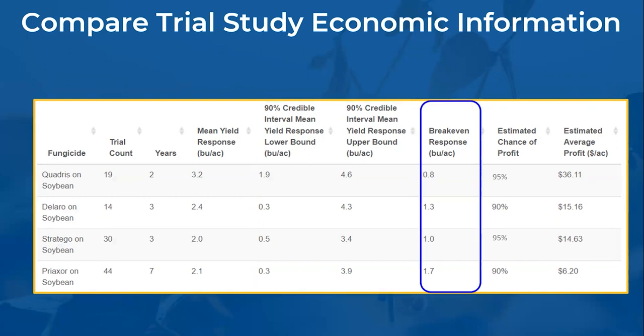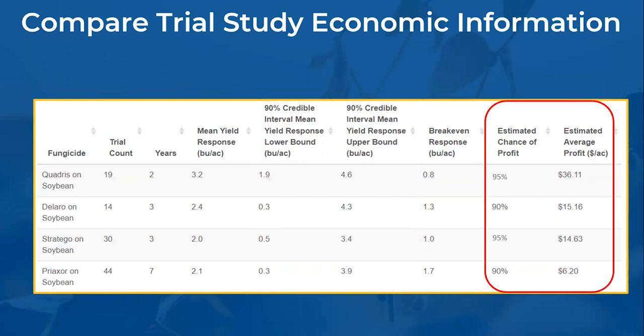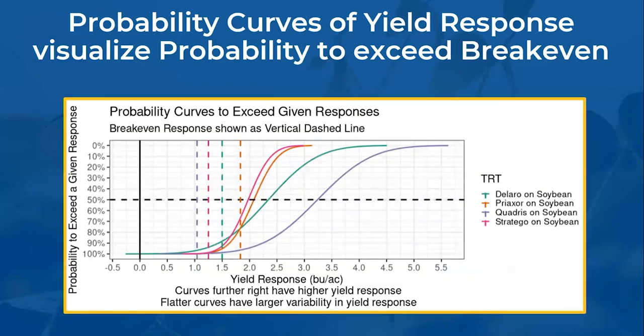It'll also give you a break-even yield response. This is the yield response that is required from the use of the product to pay for the cost of the product. It'll also give you an estimated chance of profit based on a probability, and then an estimated average profit based on the mean yield response and the market price that was selected.